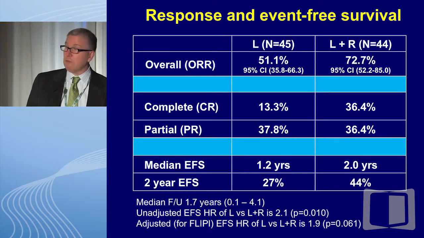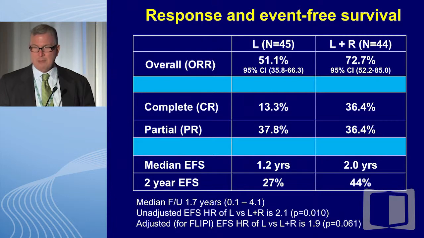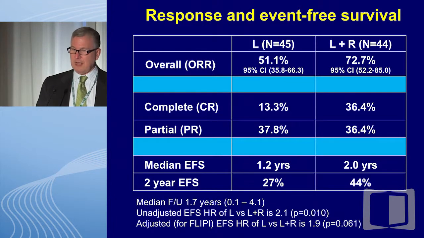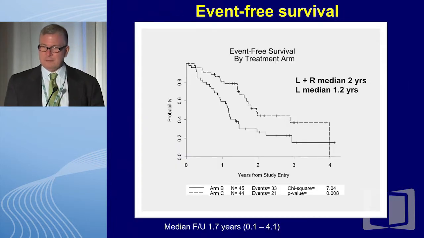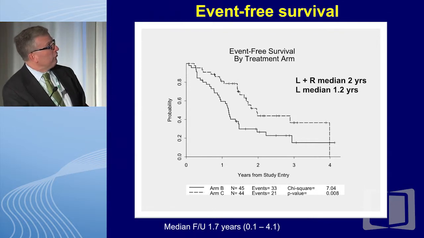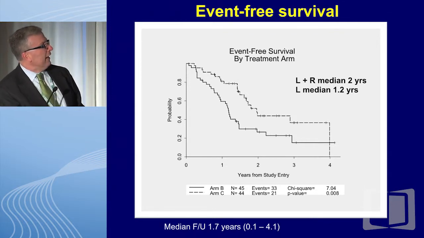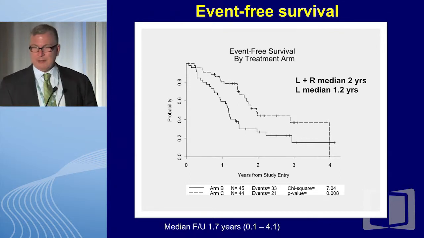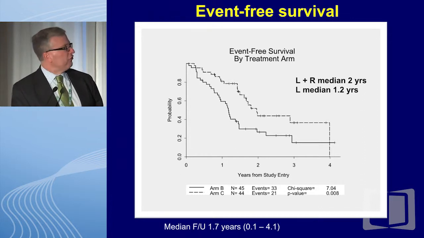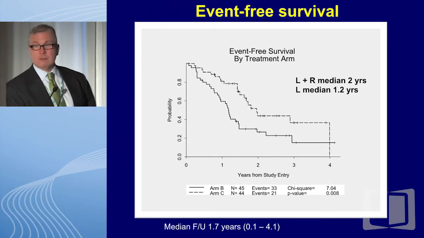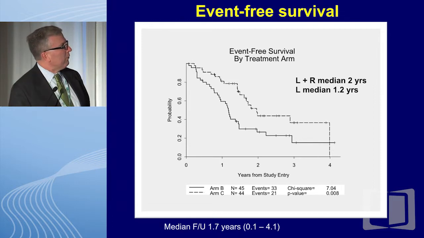We found that the overall response rate to lenalidomide was about 50%. When you added rituximab, it went up over 70%. About a third of patients had CRs to the combination. And you can see that the median event-free survival was 2 years with the combination and about 1.2 years with lenalidomide alone. So this certainly suggests that this agent in a population of patients can give you quite a durable remission. This was, again, 1 year of lenalidomide and 4 doses of rituximab.